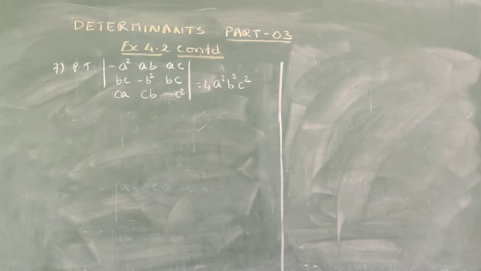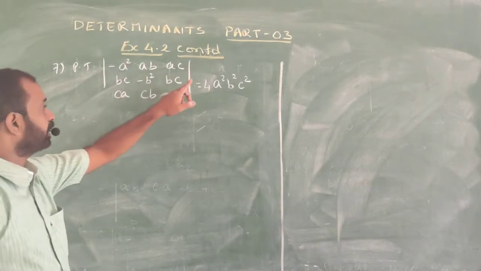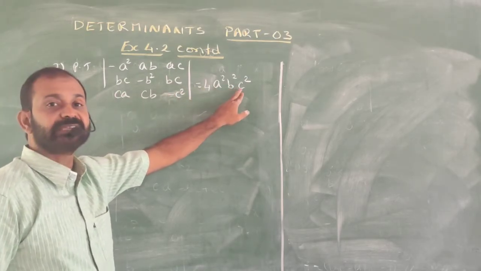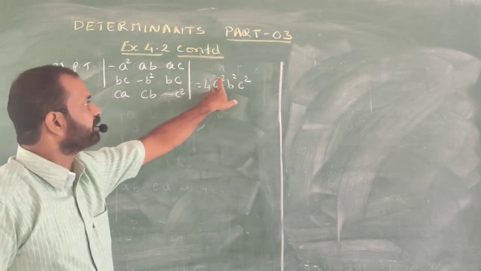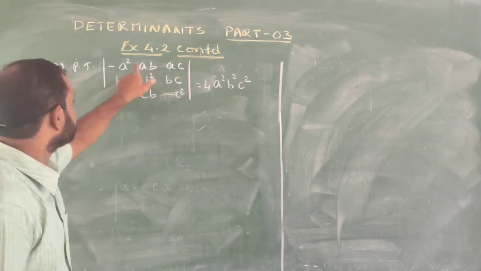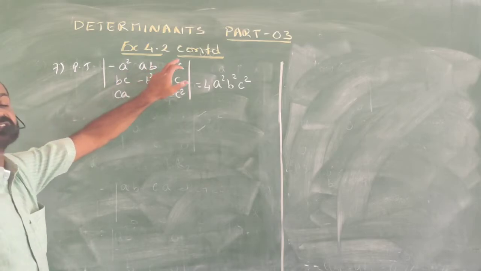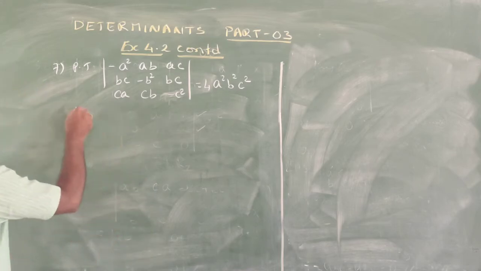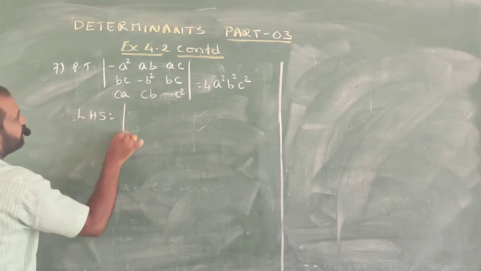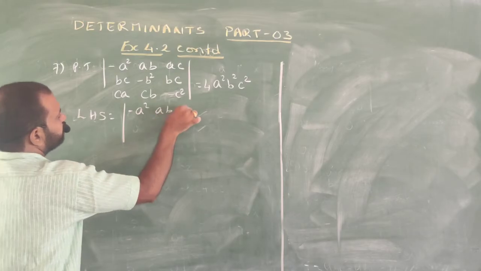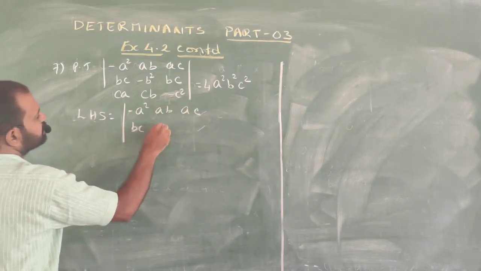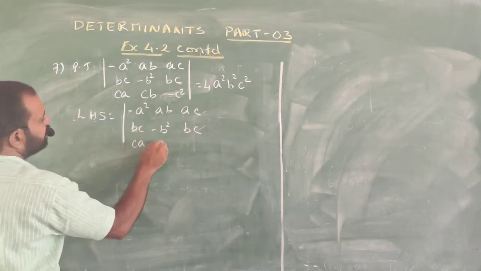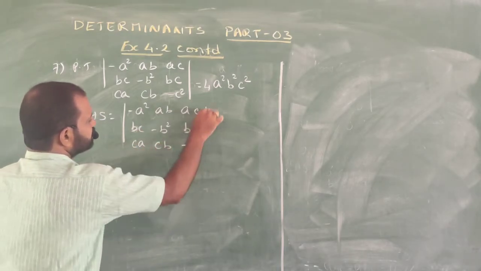Now come to the seventh one. You have to show that the determinant is equal to 4a squared, b squared, c squared. That means everything must be in terms of squares. But here, when you see, everything is not in terms of squares. So what I do is, LHS is the determinant minus a squared, ab, ac; bc, minus b squared, bc; ca, cb, minus c squared.